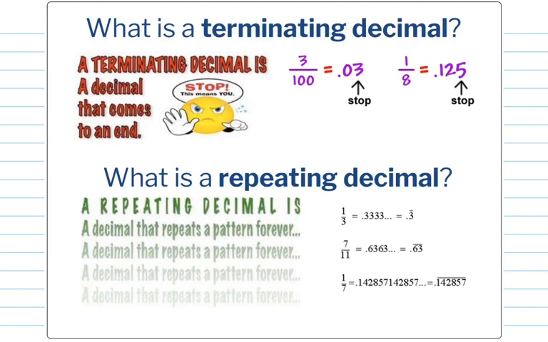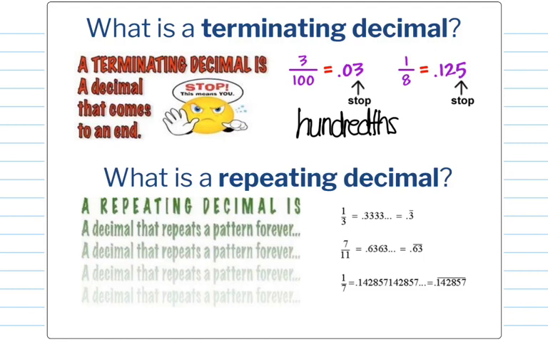So what is a terminating decimal? Well, remember, a terminating decimal is a decimal that stops. It comes to an end. For example, here you have 3 out of 100. When this was converted to decimal form, it gave you 0.03. The decimal stopped in the hundredths place, making it a terminating decimal.